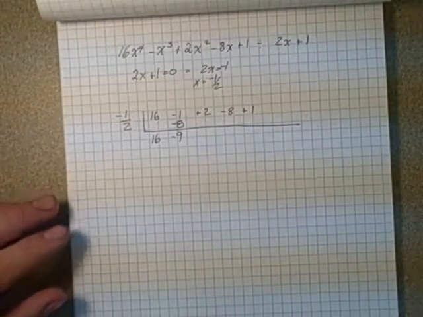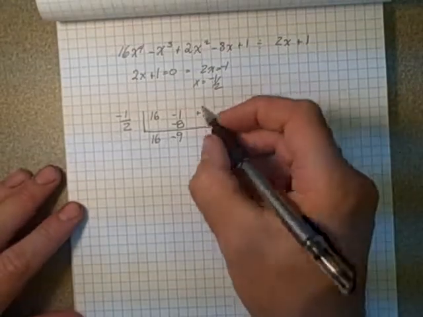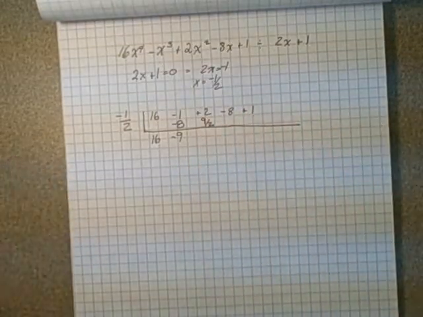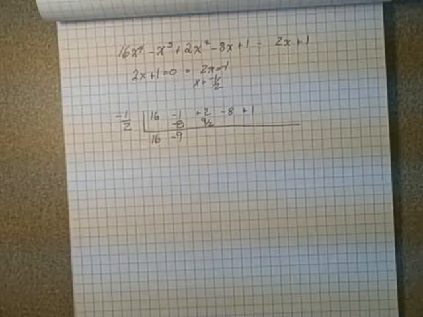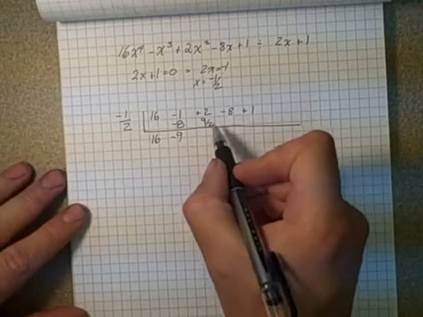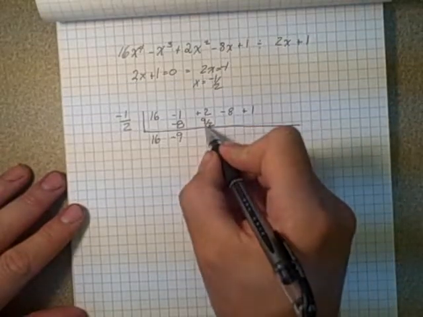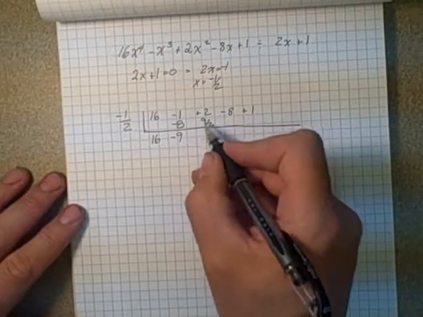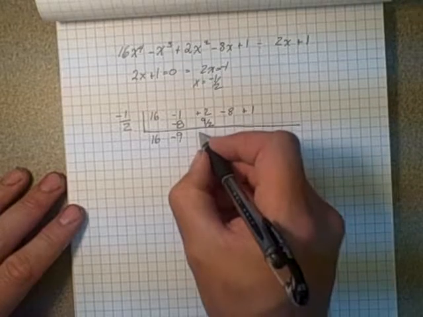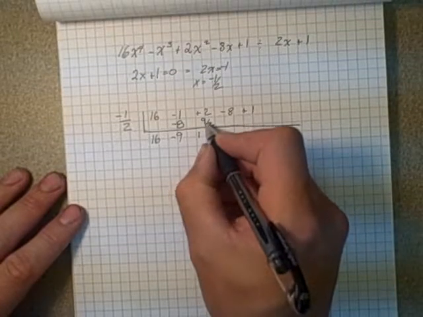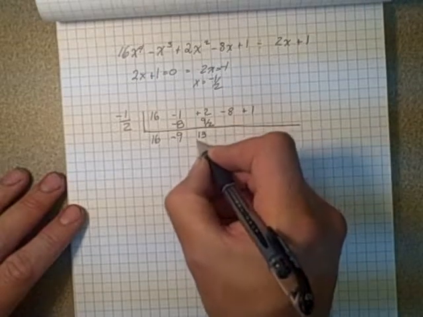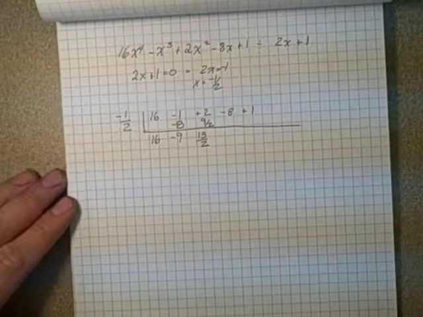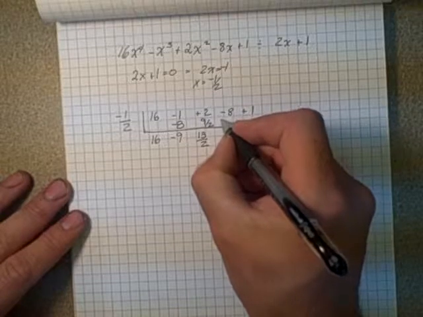Negative 9 times negative a half is positive 9 halves. So 9 halves plus 2. So you have to think of 2 as 4 halves. Okay, so if you think of this as 4.5, it would give you 6.5 if you want to use that decimal way, but we just want to stick to fractions here. That would simply be 11, or sorry, not 11. That would be 13 halves. Okay, so 13 halves multiplied by negative 1 half is negative 13 quarters.